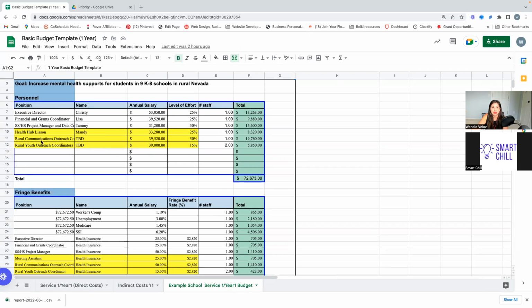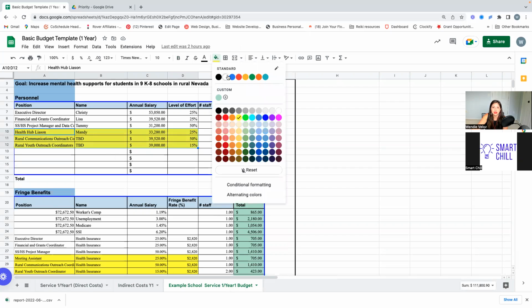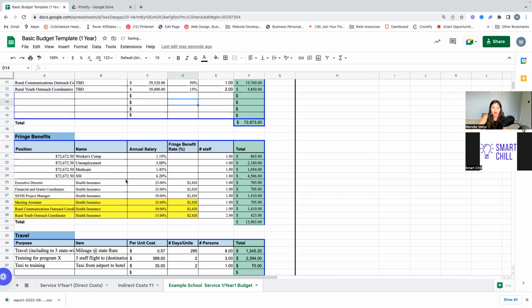So again, our positions with our people, the annual salaries, how much they're working, and then the number of staff that are going to be here providing this service. And these are, for no rhyme or reason, filled in with yellow, except they just came that way from the example. So I'll fill them in with white.